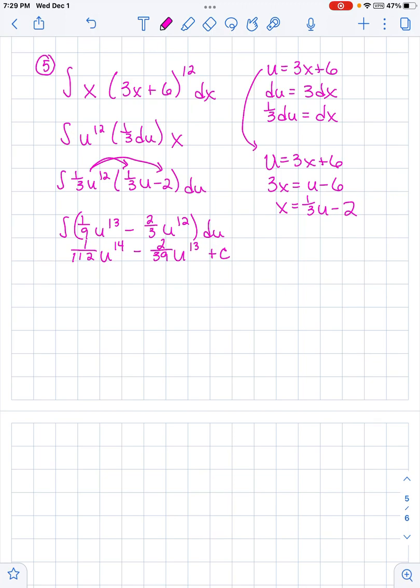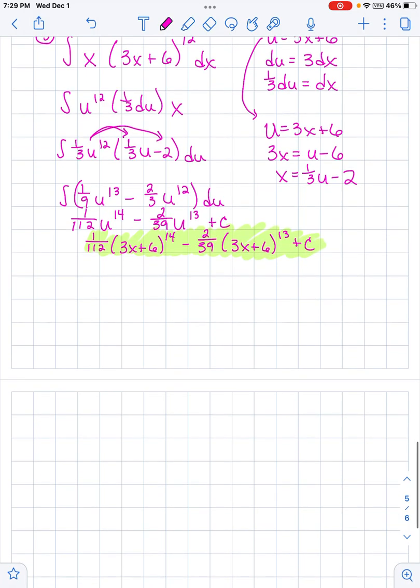Okay, so the last thing we need to do is replace u with 3x plus 6, and we're back to our original function that gave us the derivative up above. Not quite as intuitive. This one was a little bit more tricky, but using u-substitution helped us get there. Okay, let me give you one of these to try, and I think that's going to be enough for now, and then you'll have more practice in your homework.